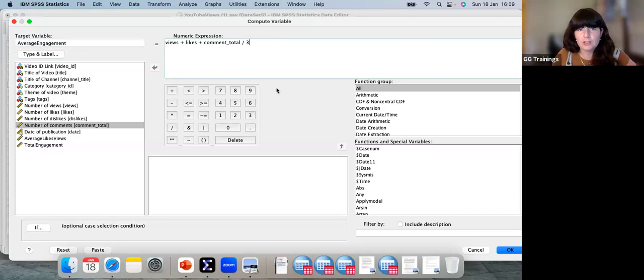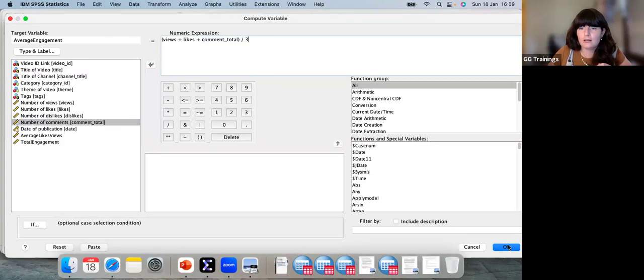Now, please be careful here. This is such a common mistake that people ask me about. If you don't put brackets around your sum like this, what the calculator understands is that it has to do multiplication and division first. So what would happen is that the calculator would literally just divide comment total by 3, and then it would add views and likes to that, which is not what we want. So make sure you put that sum in brackets. And then you can click OK.